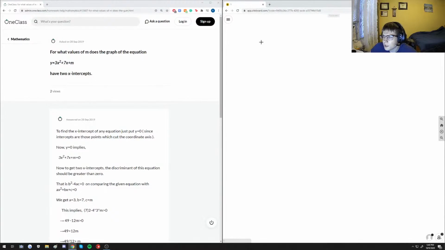Okay, so number 5 right here. For number 5, what values of m does the graph of the equation y equals 3x squared plus 7x plus m have 2 x-intercepts? So we have y equals 3x squared plus 7x plus m, and we want to find the m value that gives us 2 x-intercepts, or in other words, 2 roots.